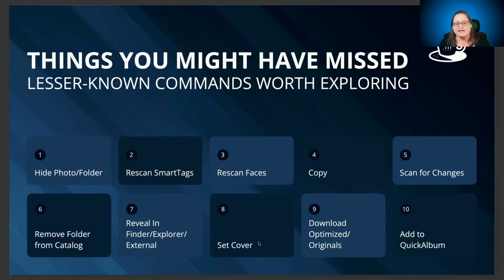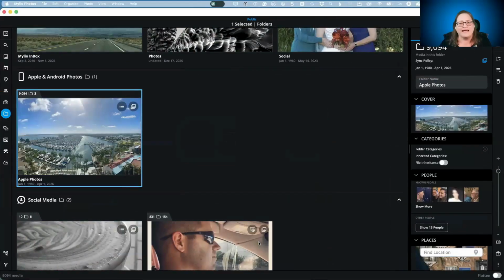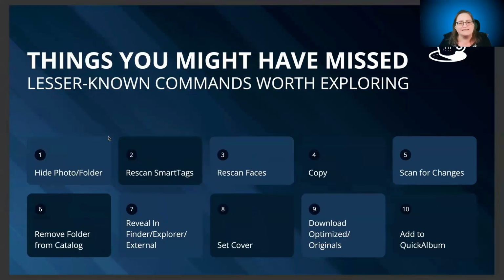And then finally, we have add to quick album. I still think my favorite way to add to the quick album is just to drag things down to the bottom of the screen, but you can also right click and tell it to add things to the quick album. So those are just a handful of the commands inside the actions menu that you might have missed. There are many, many more. And like I said, it changes depending on what you're looking at in Mylio Photos. If you're in the all photos view or if you're inside of a folder, and what you have selected will change the contents of that menu.